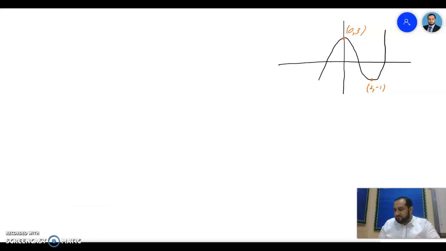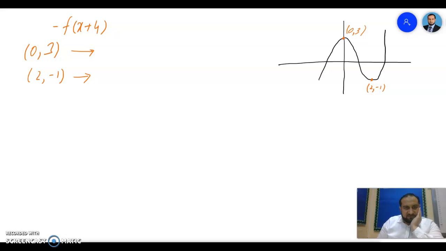So let's say we have minus f of x plus 4. Then what will happen to the coordinates? 0, 3 and 2, minus 1 are the coordinates. For this one, first of all, inside there is a plus 4. Again, this is telling us we have to move 4 units left. That means this 0 x coordinate, 0 minus 4, will be at minus 4.